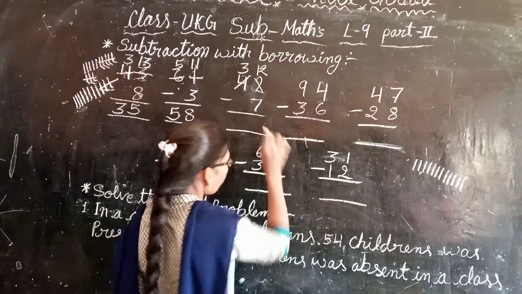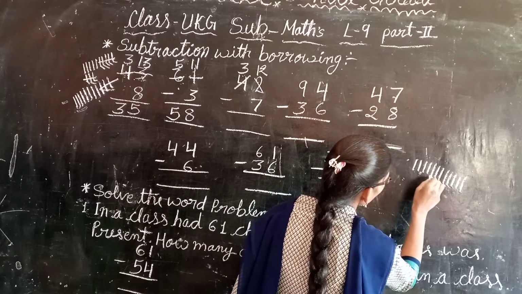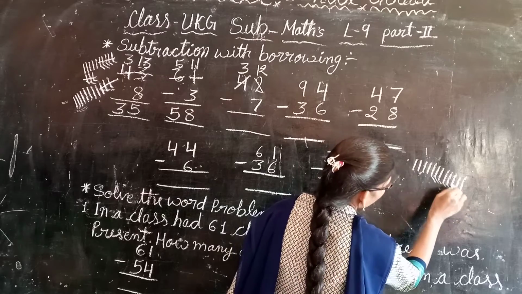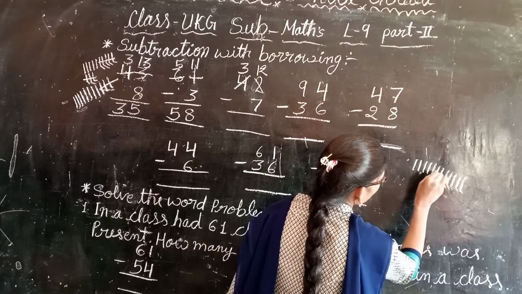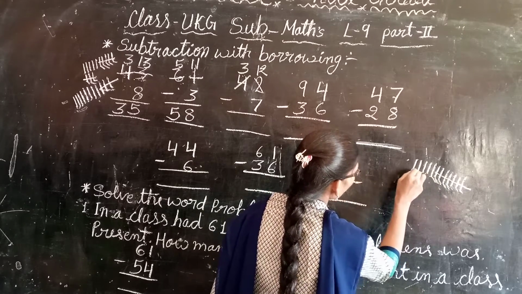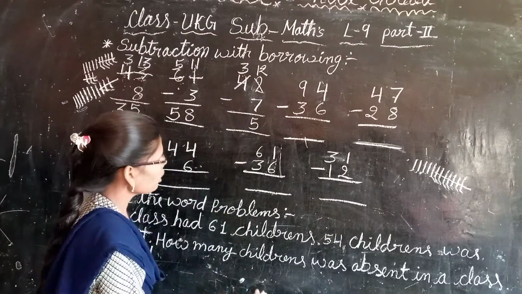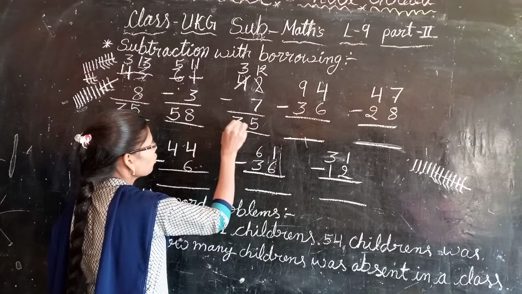Out of 12 how many do we have to cut? 7. So we cut 7 lines, and the remaining lines are 1, 2, 3, 4, 5. So 5 lines remain here, and below the 3 there is no other number. So we write 3.